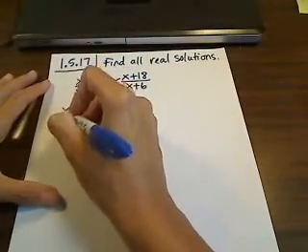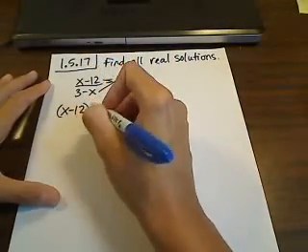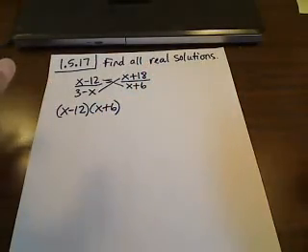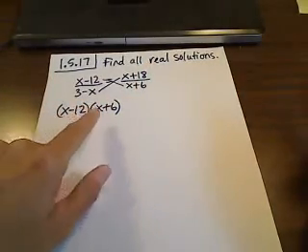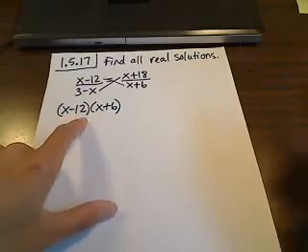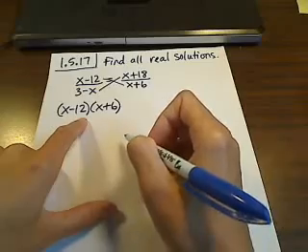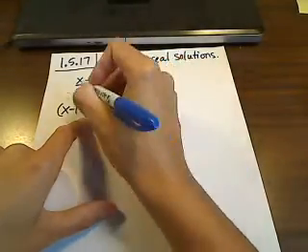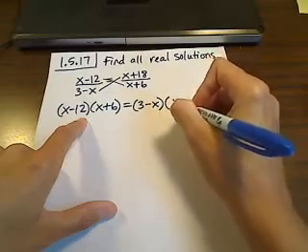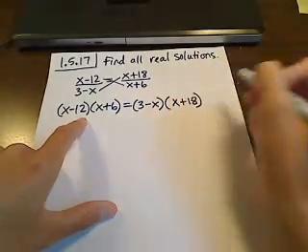So it's going to look like this: (x minus 12) times (x plus 6). We have to remember that we're multiplying the whole quantity here, so I have to put parentheses around each of these to denote that I'm multiplying the whole quantity. And that means we're going to have to FOIL here in a minute. Okay, so this is going to be (3 minus x) times (x plus 18).